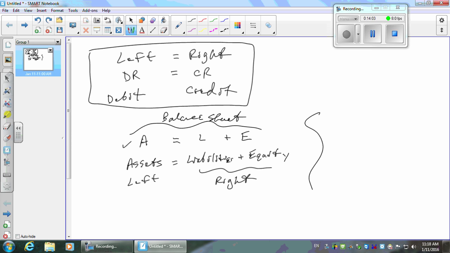Common sense then, huh? The liabilities and the equity are on the right. So for both of those, what's the normal balance going to be? Credit. Why? Because they're on the right. That's it. No more complex than that.